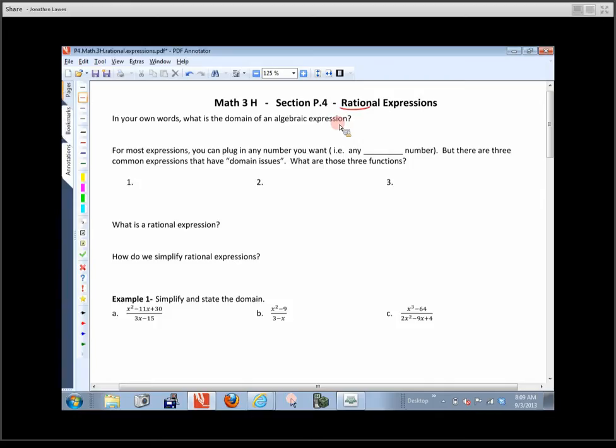I mean, you've heard the word domain before, right? Raise your hand if you've heard the word domain. Okay, good. Got everybody. What's the domain of an algebraic expression, Raymond?